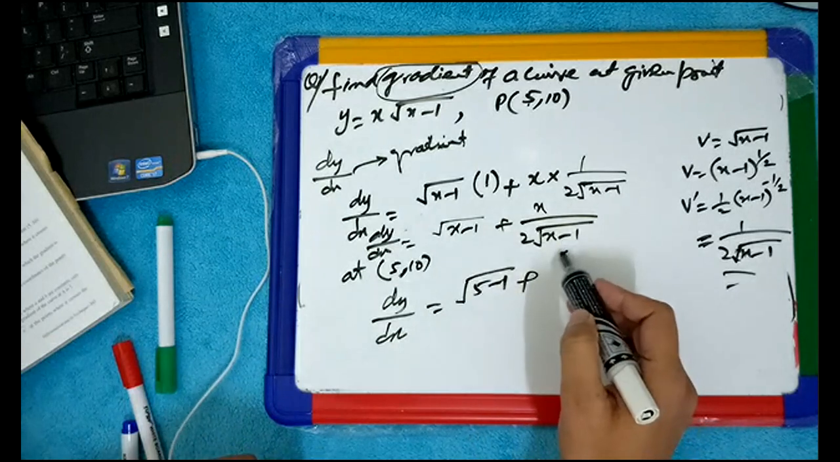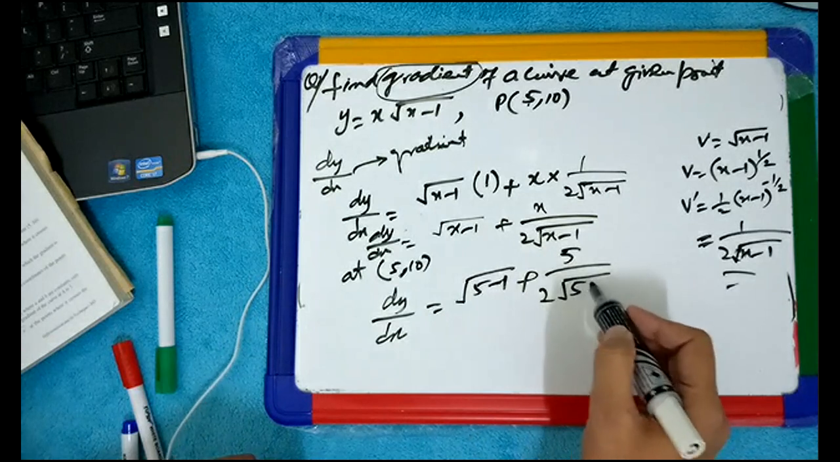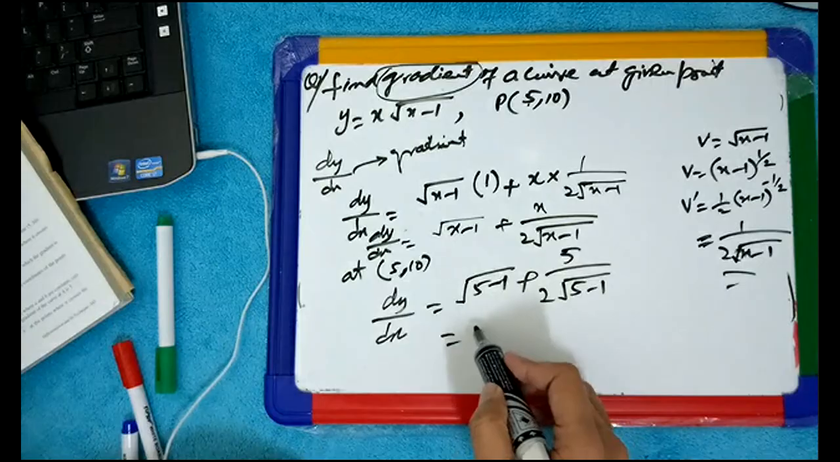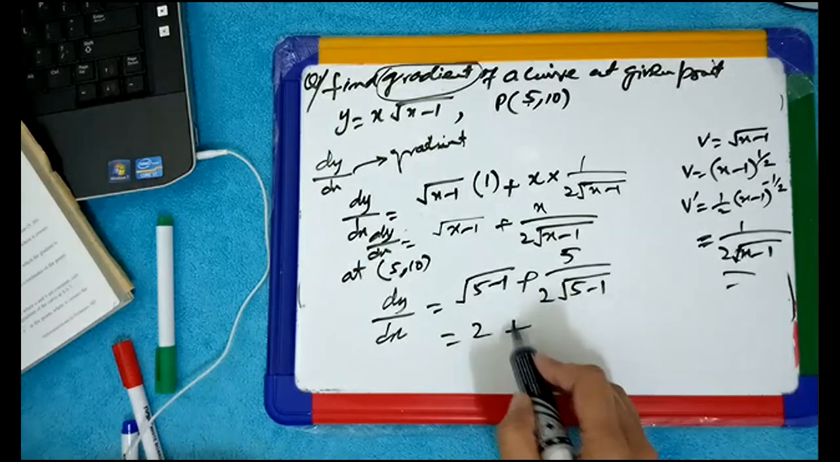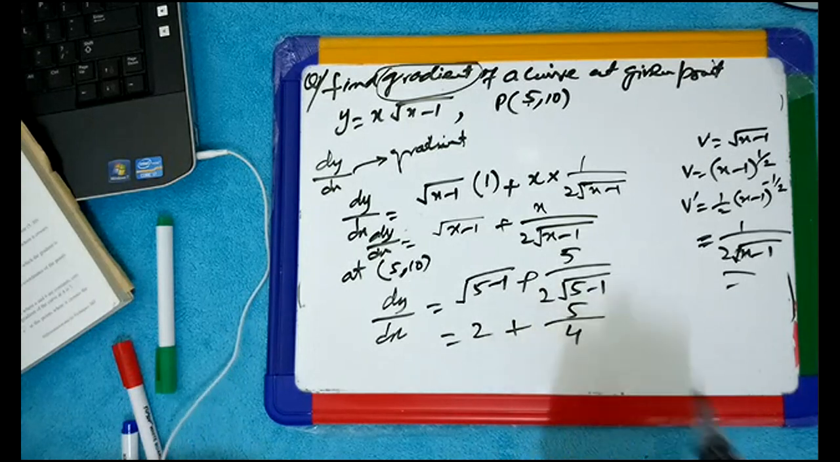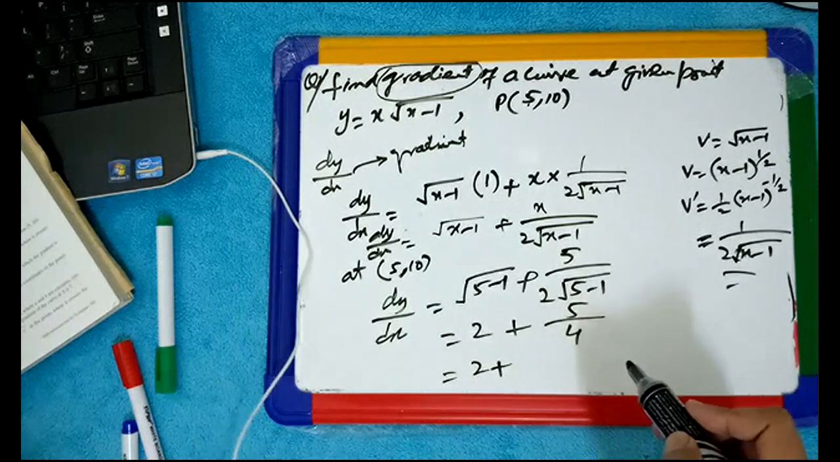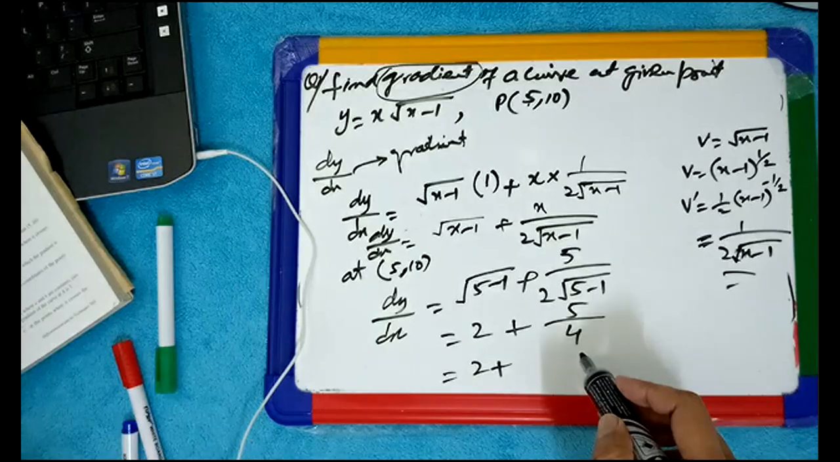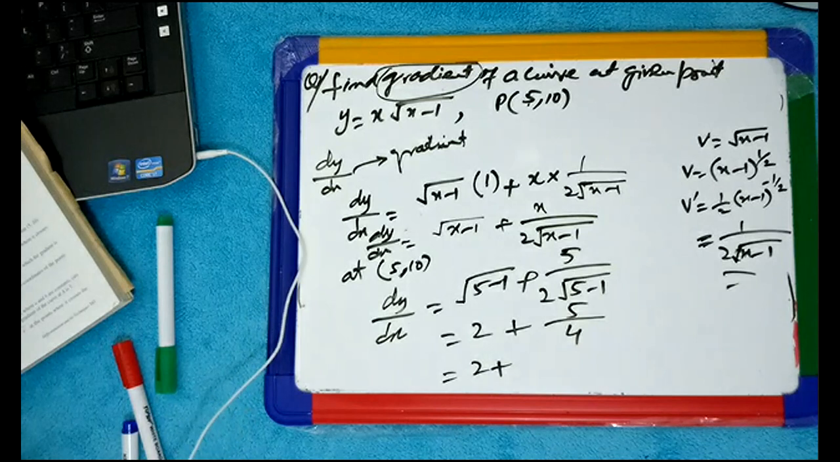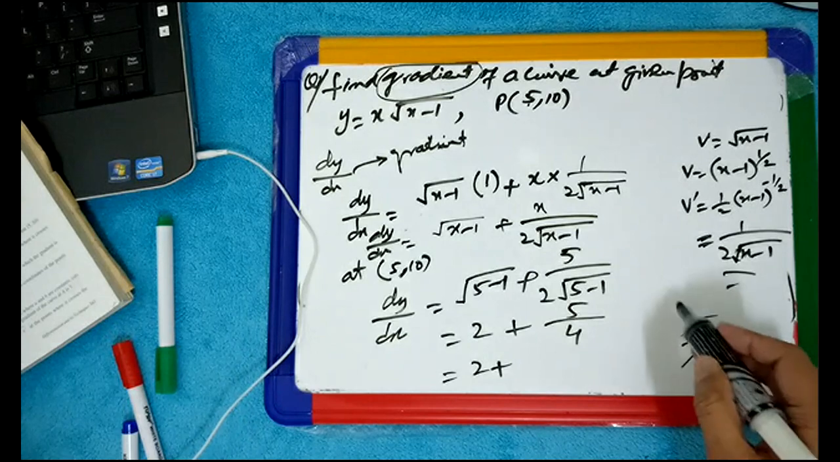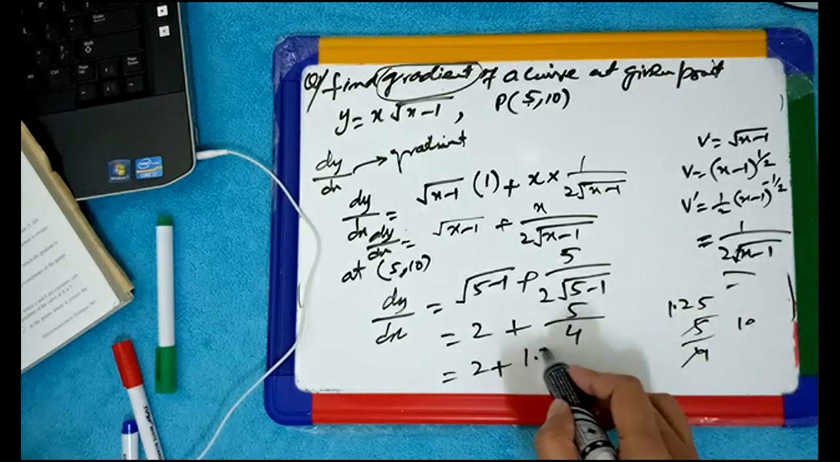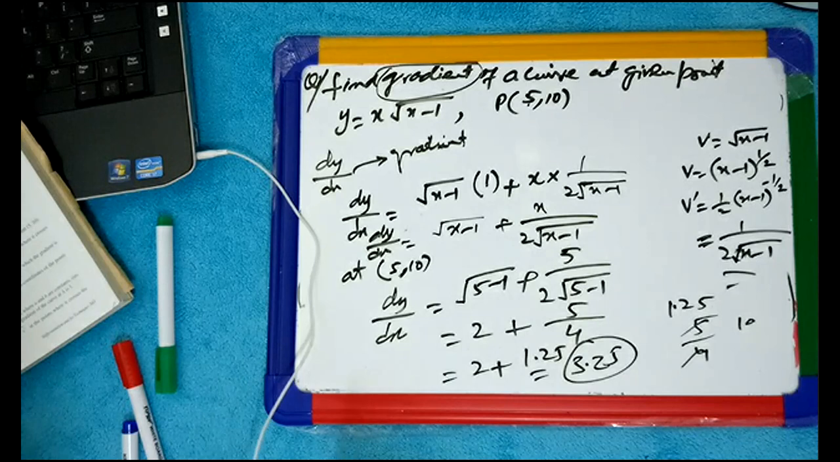So 5 times the square root of 4, which means 2, and the next is 5 over 4. Got it? Now you can use your calculator. 2 plus 5 over 4 means? 5 over 4 is 1.25. So 3.25 is the answer. So this is the gradient at this point.